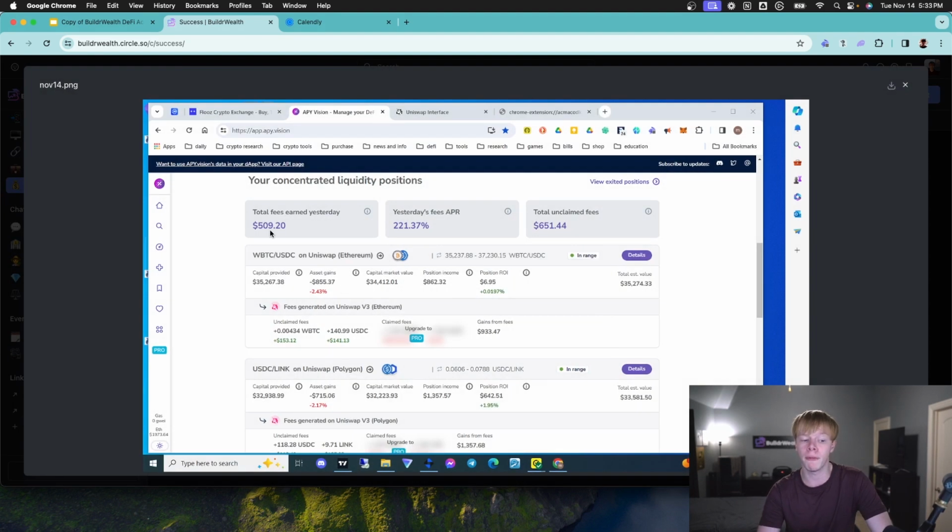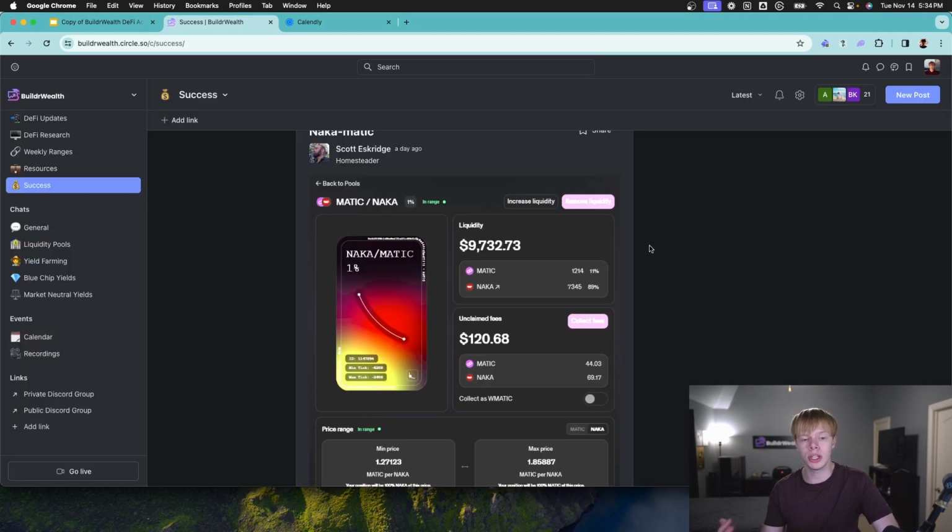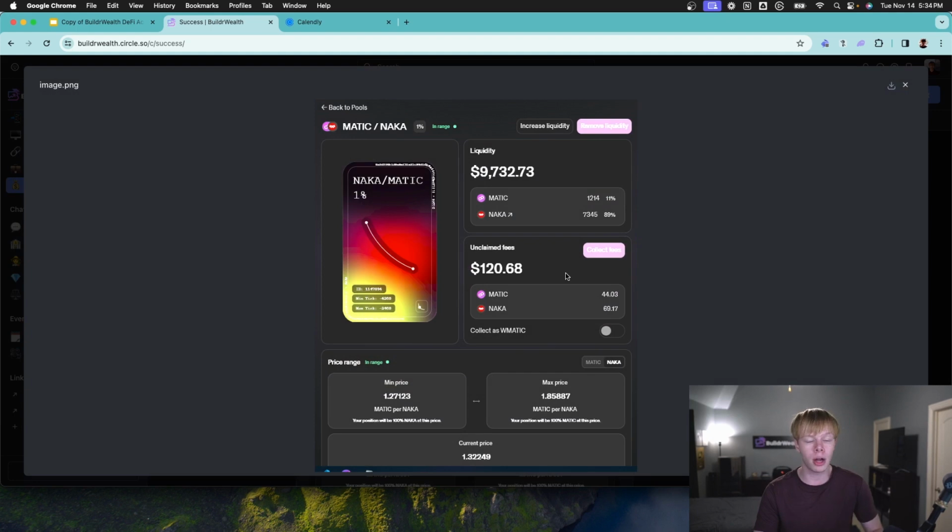As you can see, he made roughly $500 yesterday, and he's doing about a 220% APR on his overall portfolio. We have Scott, who is using liquidity pools to fund development of his own home, and he's actually building that home himself, which is pretty cool. He's making roughly $100 per day from this singular pool, and he has maybe 10 or so other pools that he's running at the same exact time.